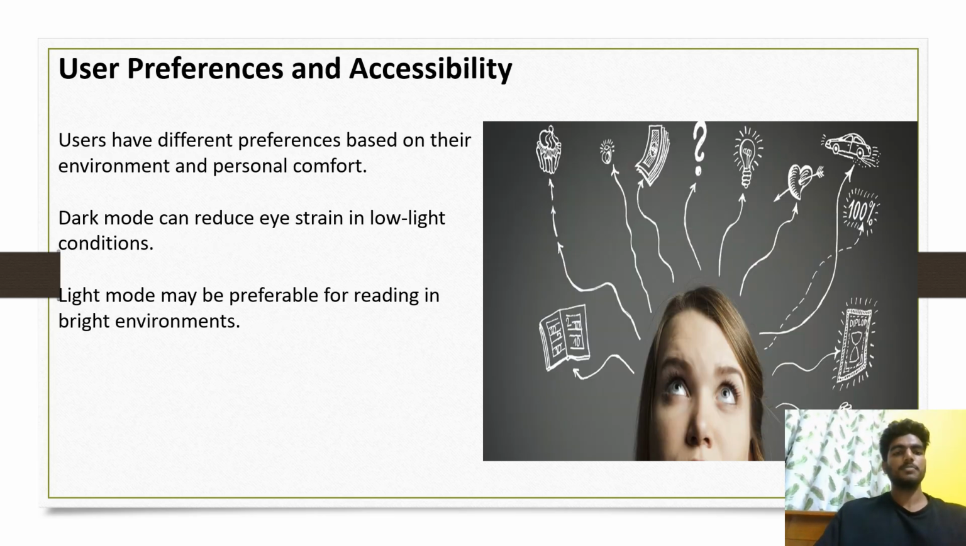User preferences and accessibility. Users have different preferences based on their environment and personal comfort. Dark mode can reduce eye strain in low light conditions. Light mode may be preferable for reading in bright environments.